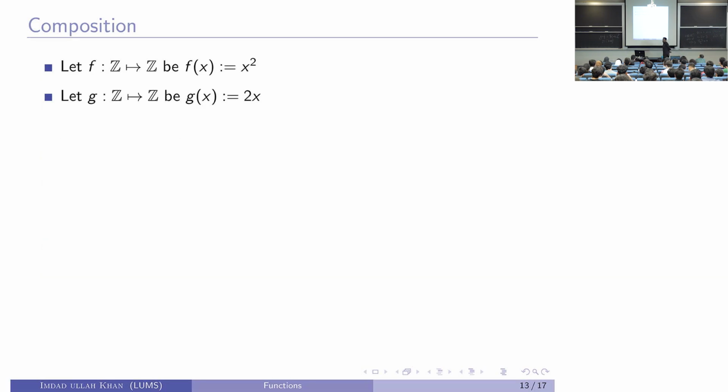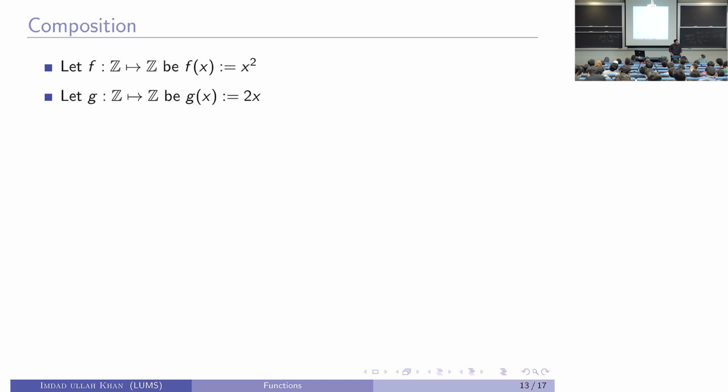Here is another function, a function which maps integers to their square, the same F, and G is a function that maps integers to their double. Okay? What is F composed with G? What is F composed with G of a? We will first apply g to a. What is F composed with G of a?